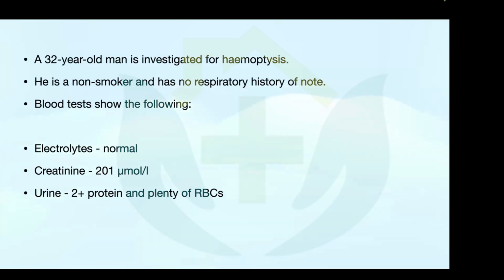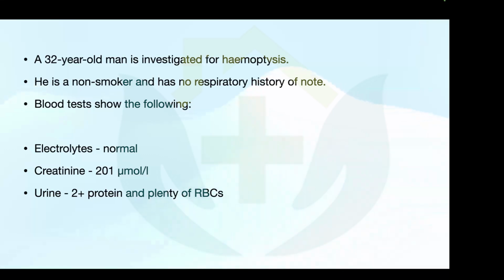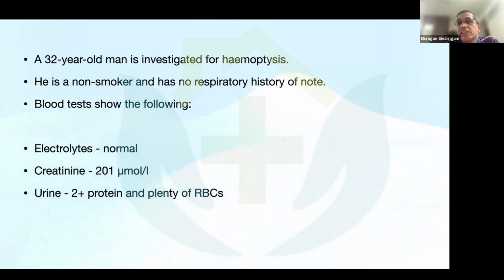ANCA-associated vasculitis. Basically the way you look at it is that he's got evidence of both renal and lung involvement. He's got hemoptysis and he's got evidence of glomerulonephritis, as evidenced by elevated serum creatinine, proteinuria, and hematuria. So we call that pulmonary renal syndrome.